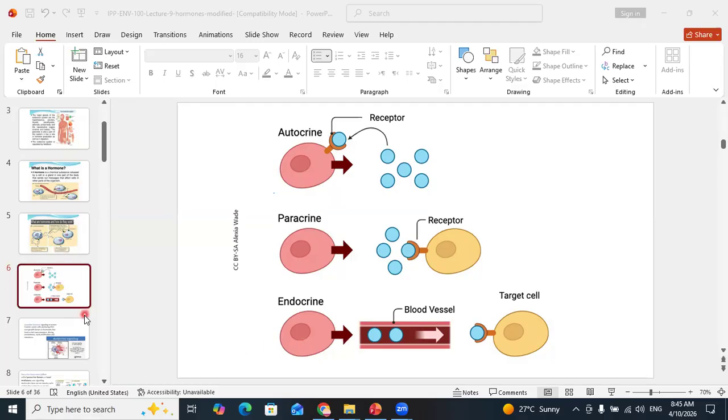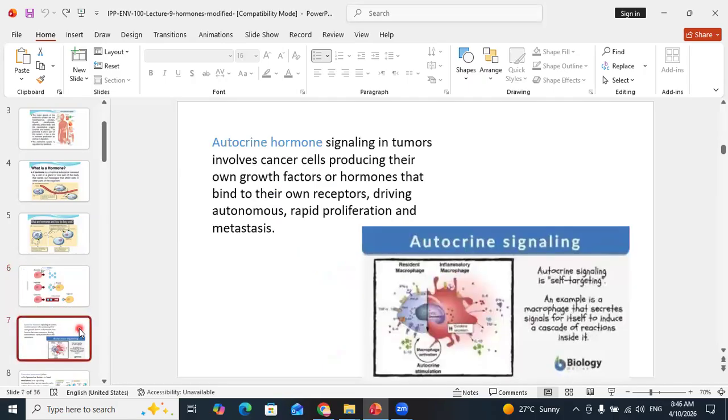Okay, so let's discuss autocrine hormone. Autocrine hormones basically signal in tumors involving cancer cells. It is not the only autocrine hormone. There are many other autocrine hormones, but I gave you a very simple example so you can understand. The tumor cell produces autocrine hormone.